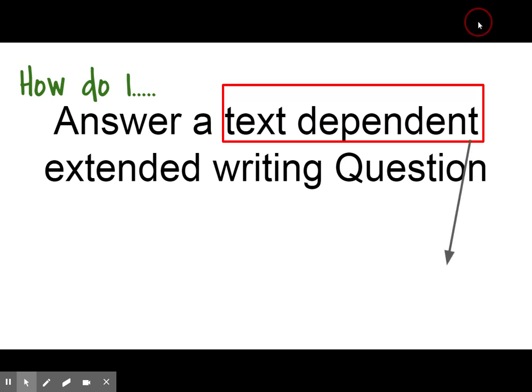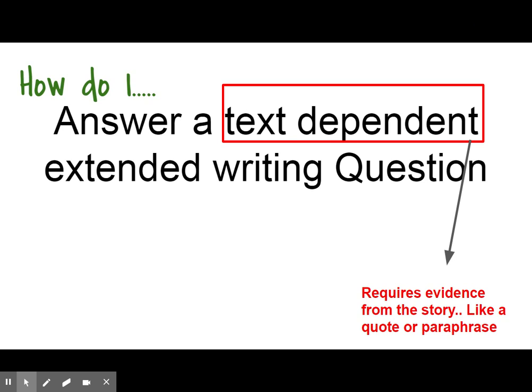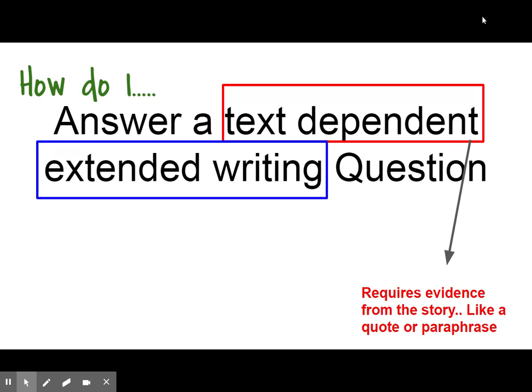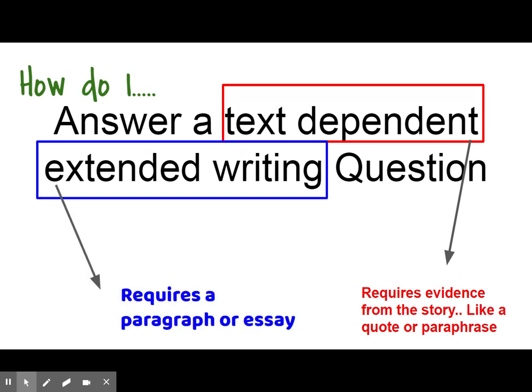Text-dependent means that your answer requires evidence from the story, like a quote or a paraphrase. At this point in the year, even an example from the story will do as evidence. Extended writing means that your answer requires a paragraph or an essay. For today's assignment, I'm just looking for a paragraph.